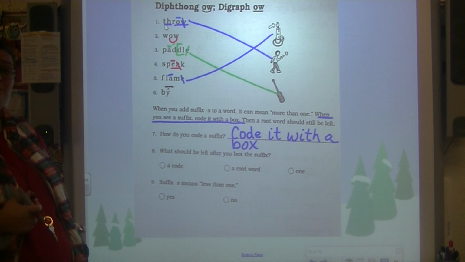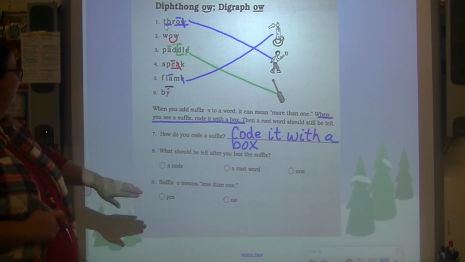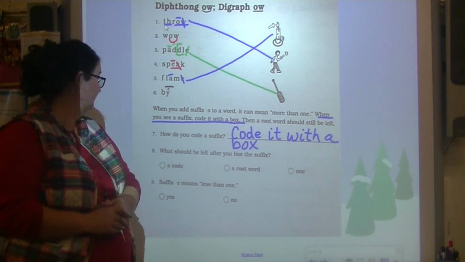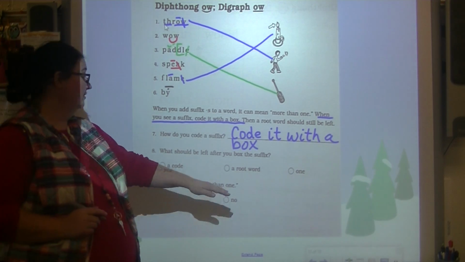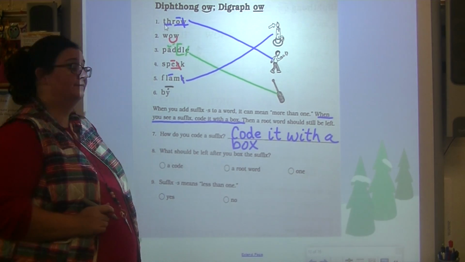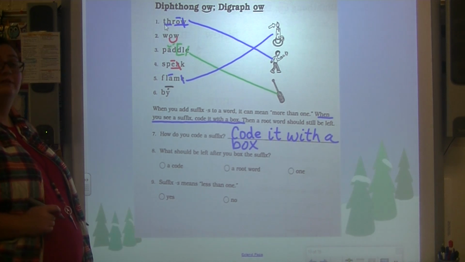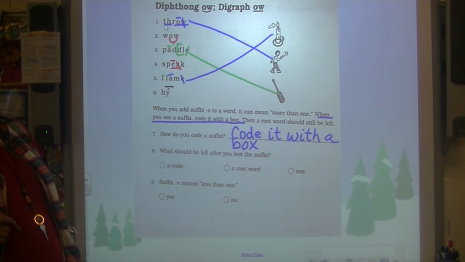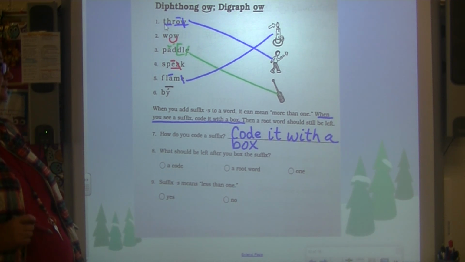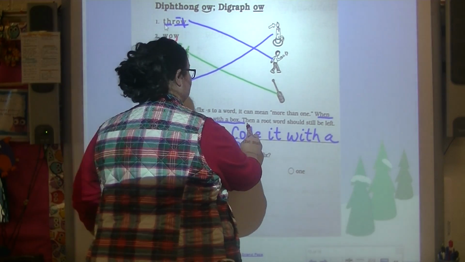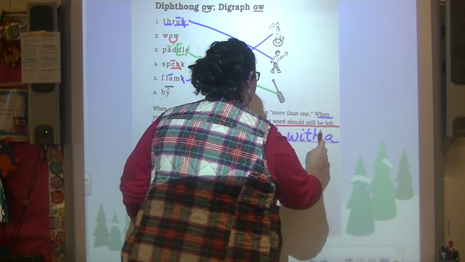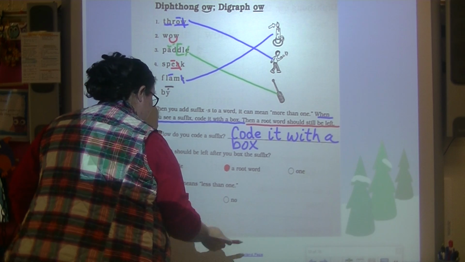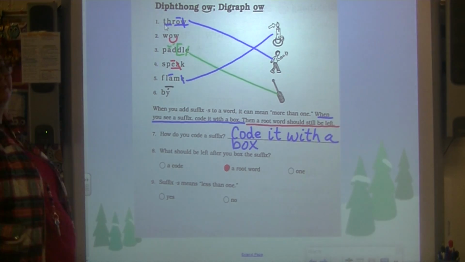I just gave you the answer to number 8. What should be left after you box the suffix? A root word. Which sentence tells us? The last sentence. Then a root word should still be left. So once you box it, you should still have the root word left. If you don't, it's not a suffix.